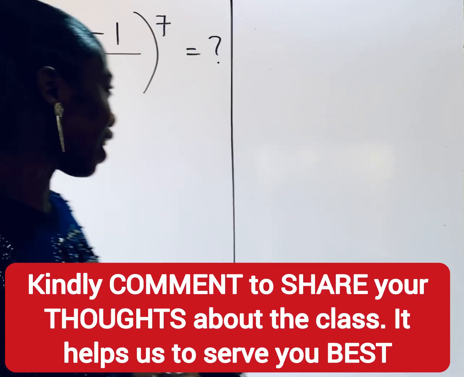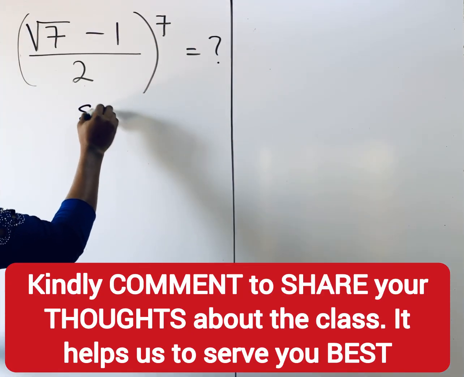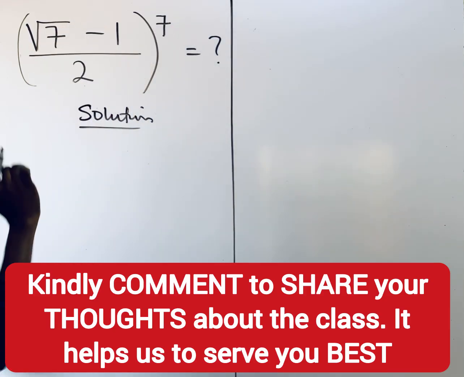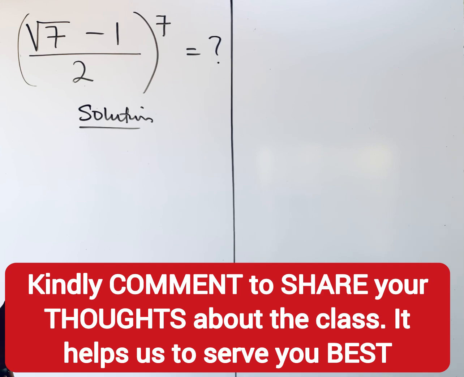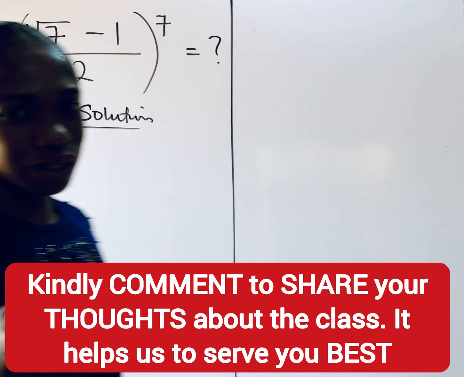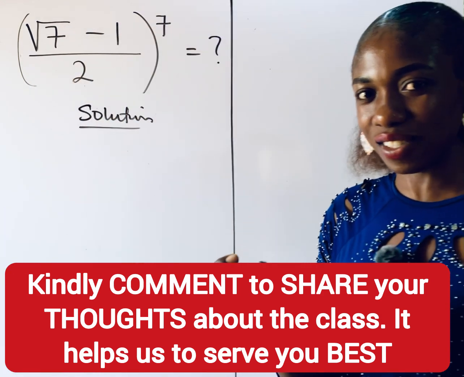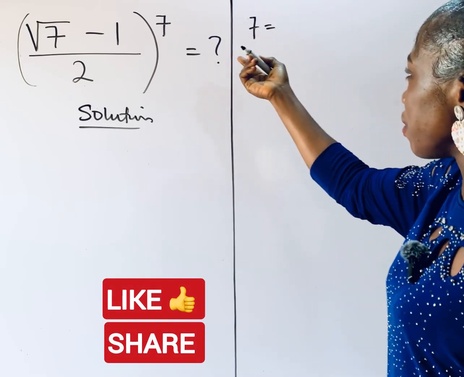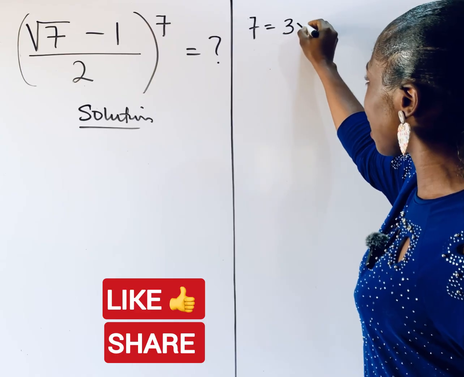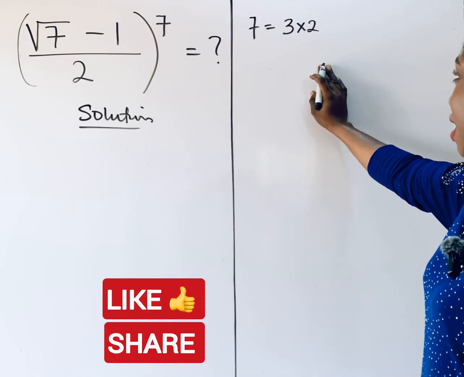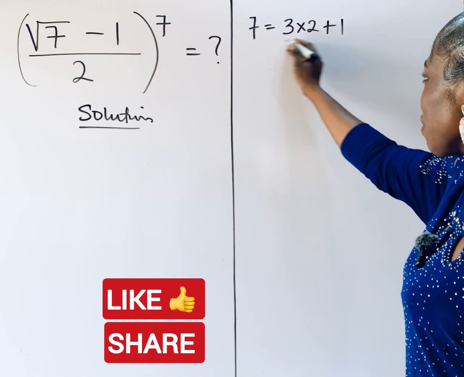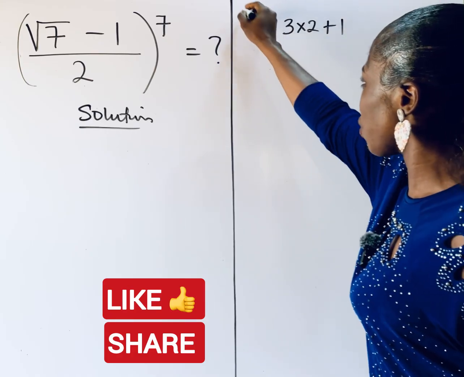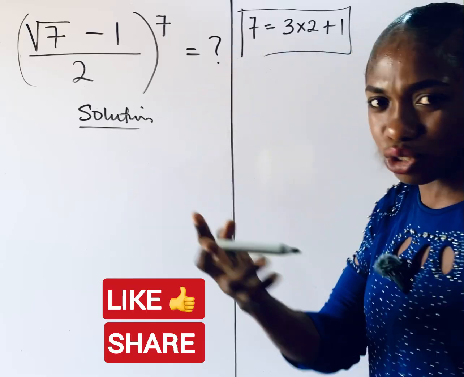Let's do this together. So we're going to begin this with the solution, okay? Now, this is what you have, and it's raised to the power of 7. Now, what do we do? This 7, we can try to split it, okay? We know that 7 can be written as when you multiply 3 by 2 and then add 1 to it, it gives you 7. But what use will this be to us? Let's block it. I'm going to show you.